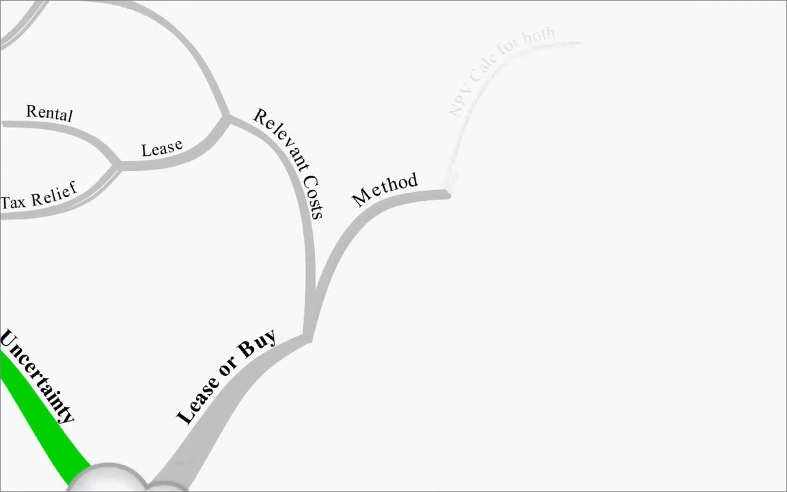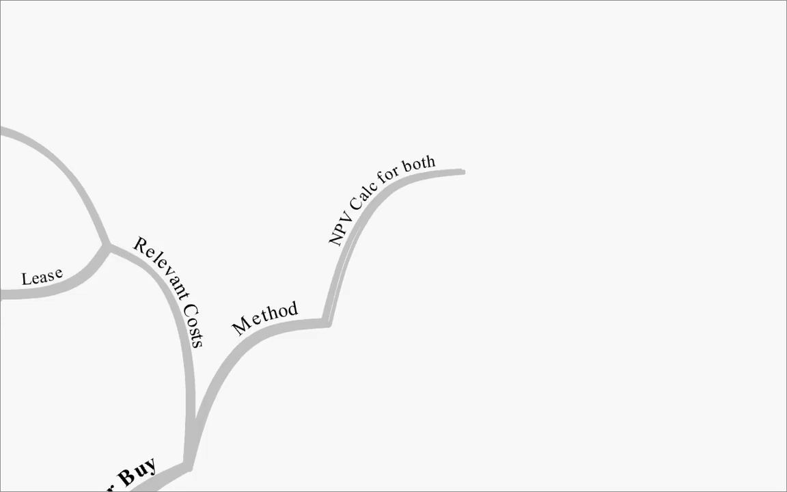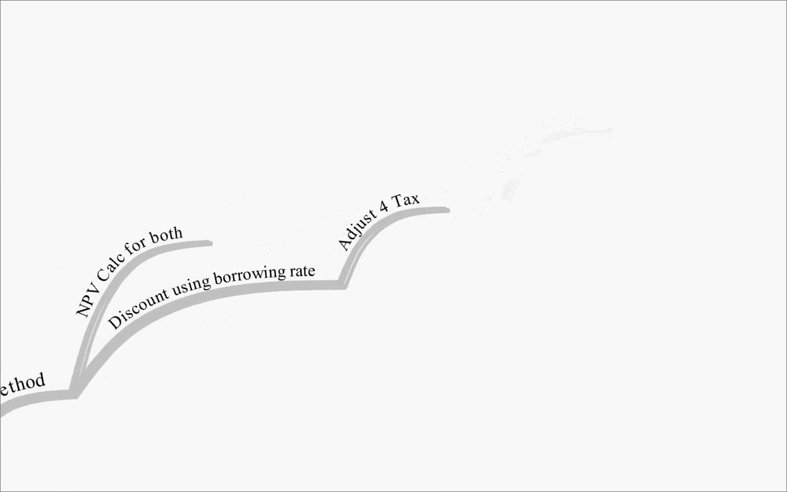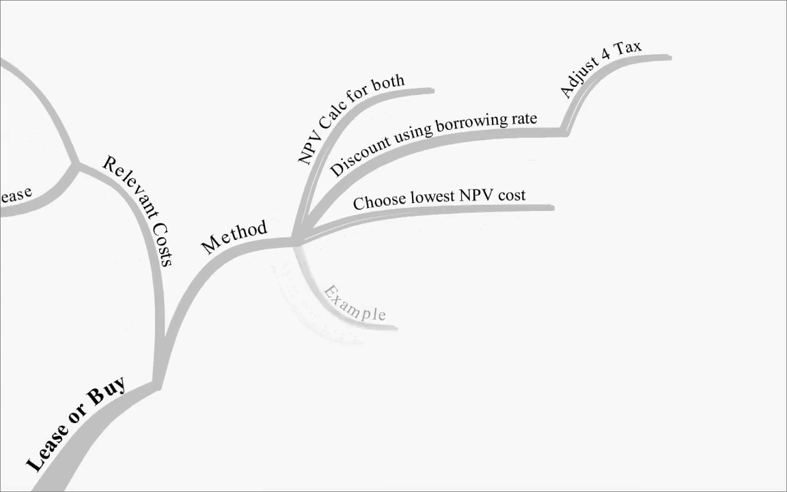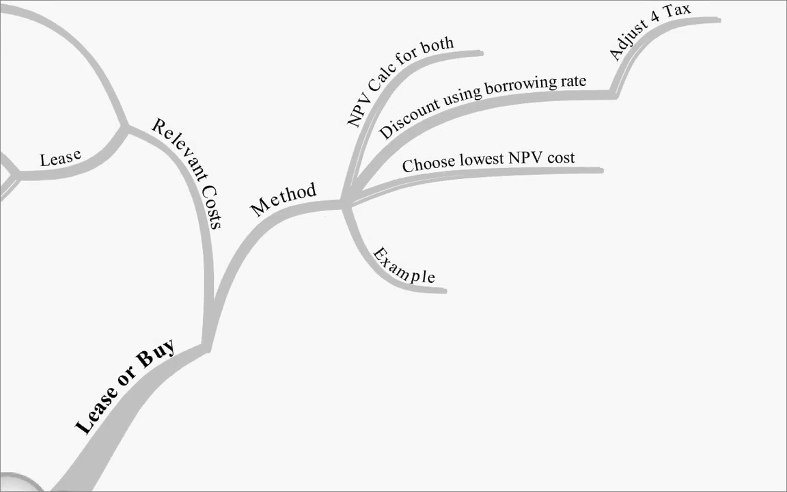The method to do this: we do an NPV calculation for both leasing and for buying, and then we discount using the borrowing rate that we're given in the question. Remember that the borrowing rate has to be adjusted for tax, so make sure you do that. It'll be the borrowing rate times (1 minus t). Adjust for tax and use the lowest NPV cost. Remember that these are costs, not returns, so we're using the lowest NPV cost. And we did a little example of that in class.